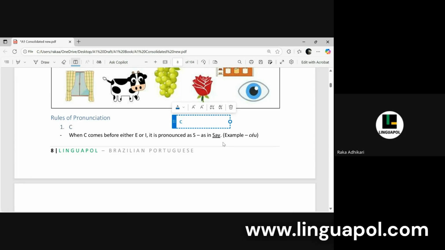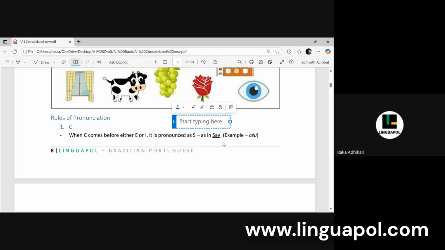Because this letter has a sound. It says s or k. It has a sound. But unless I add something to it, it will not make a proper word or even a part of the word. So that is the difference between consonant and vowel.